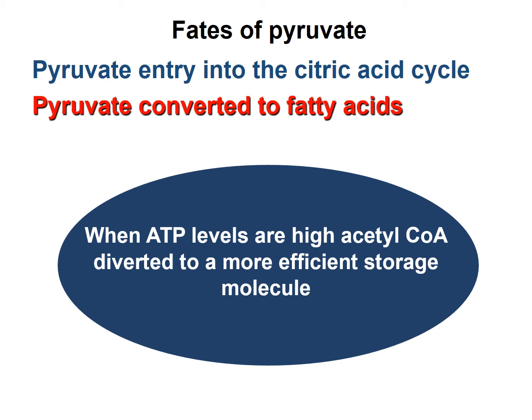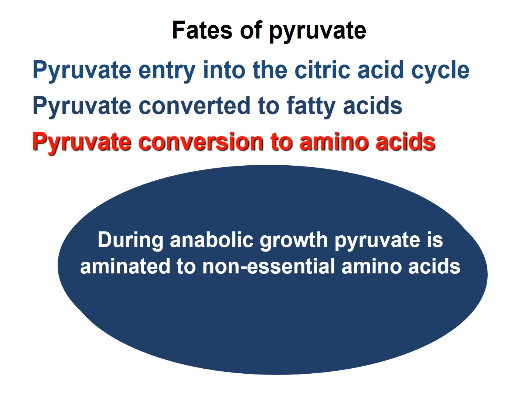And for children and teenagers who are actively growing, some pyruvate can be converted into amino acids, which are the building blocks for proteins. And of course, we're talking about the non-essential amino acids, because we cannot synthesize any of the essential amino acids, which must be ingested through our diet.